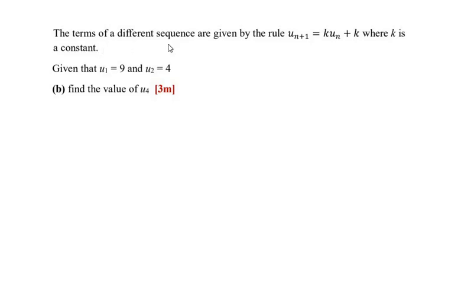The terms of a different sequence are given by the rule u(n+1) = k·u(n) + k, where k is a constant. Given that u1 is equal to 9 and u2 is equal to 4, find the value of u4. So here we have been given a sequence and its rule, and the value of the first term and the second term is given. We need to find out the fourth term of this given sequence.